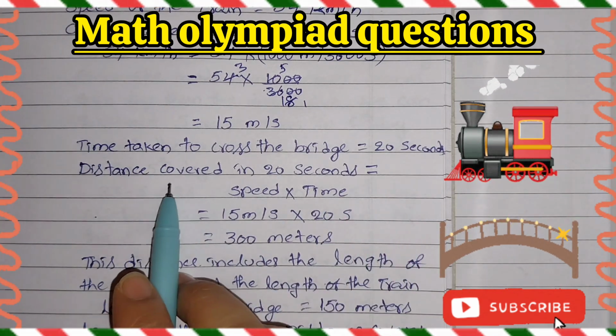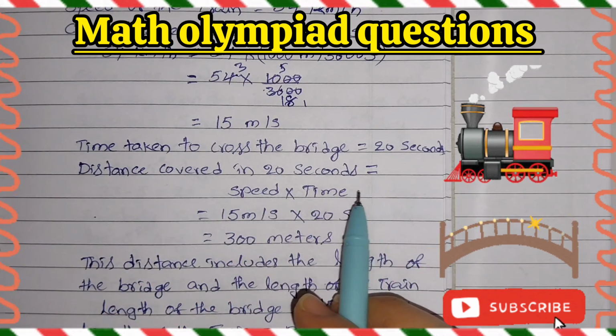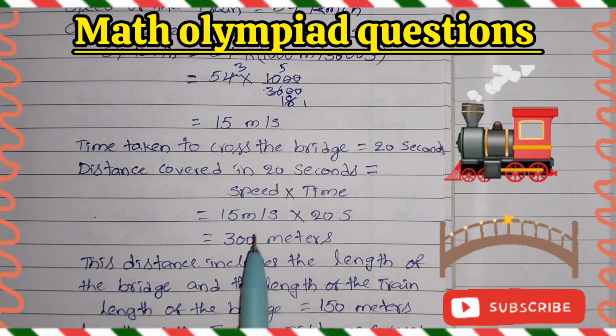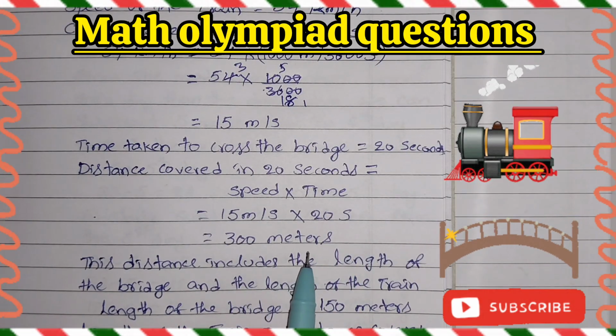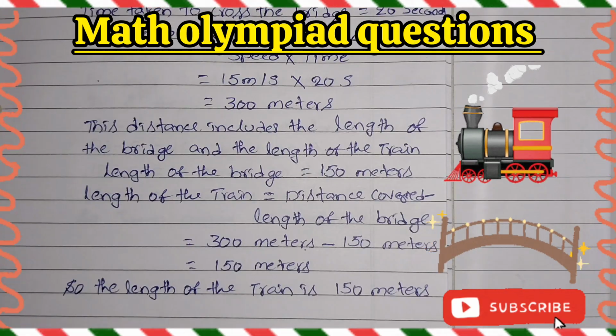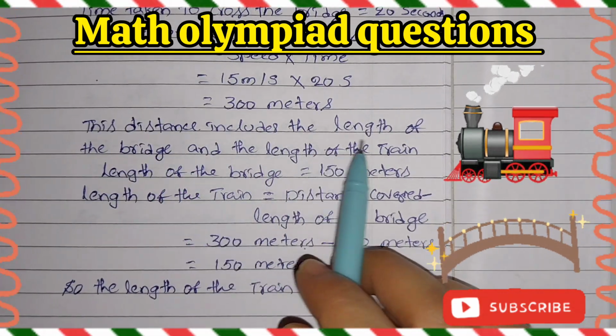Time taken to cross the bridge equals to 20 seconds. Distance covered in 20 seconds equals to speed into time. We know both values. Speed is 15 meter per second multiplied by 20 seconds, 300 meters.